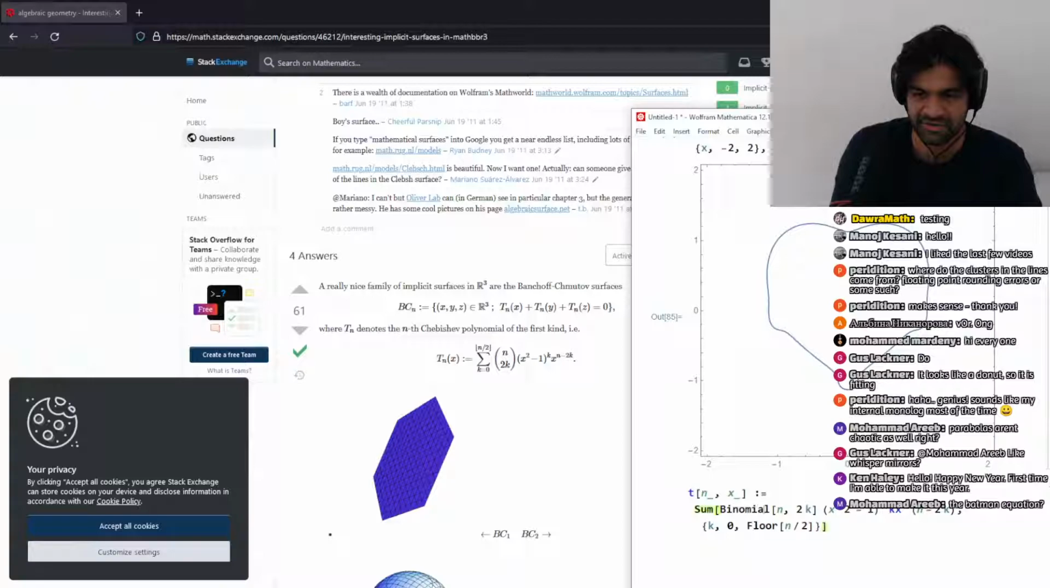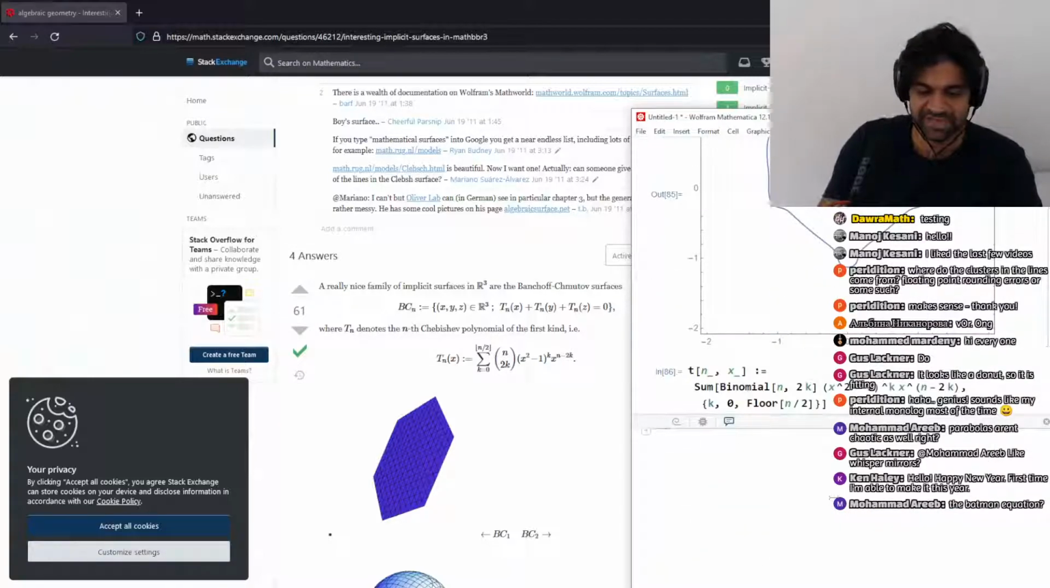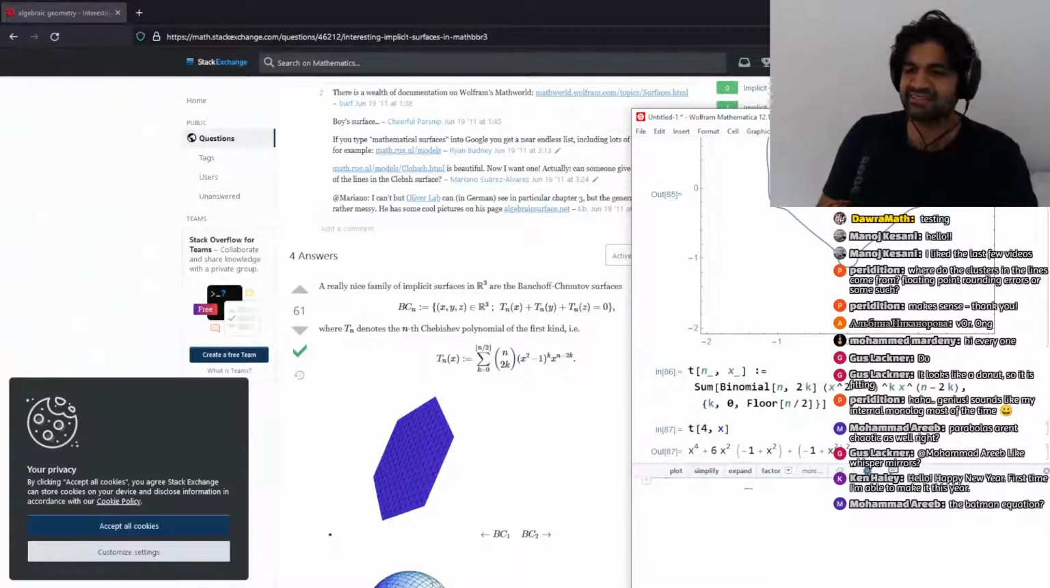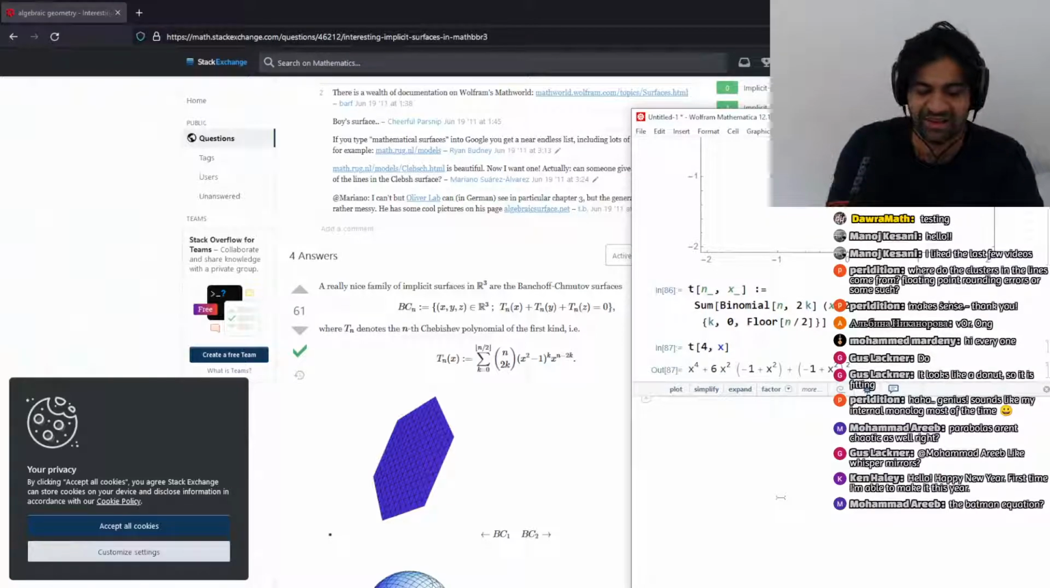Just make sure everything is good. Okay, let's try it out. So for example, if I do T4(x), I get, okay, it works. I get that. All right. So let's try it. Let's see if we get the same thing that they got.